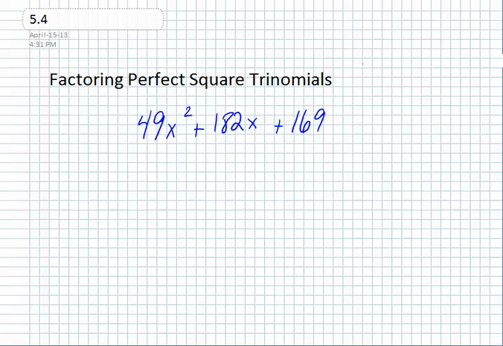So then all I have to do to factor this is, okay, the square root of 49x squared is going to be 7x. The square root of 169 is 13. Done. Just like that. Nothing else is necessary. No magic numbers are needed because I was able to recognize that this is a perfect square trinomial. So pretty important stuff.